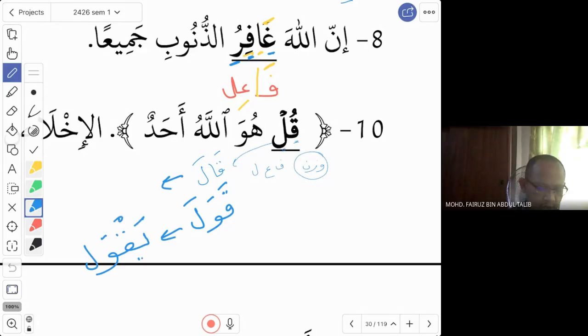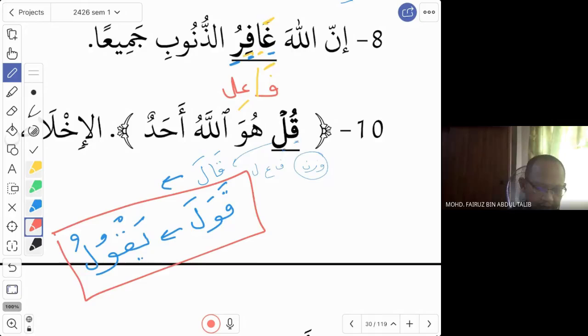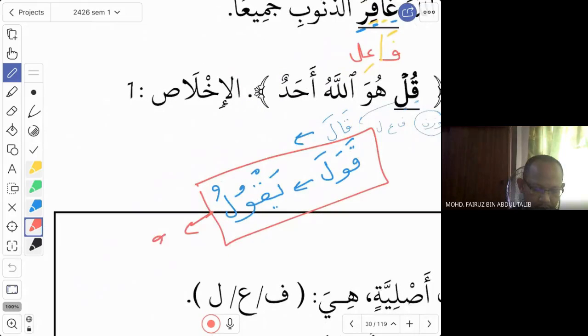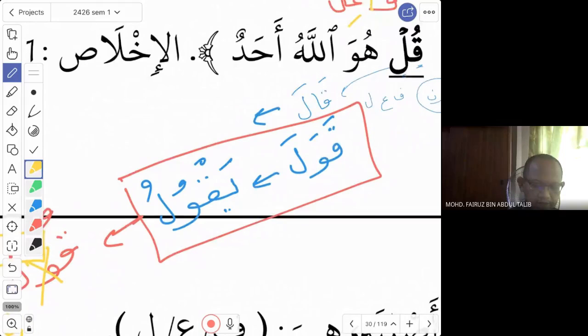Yaqwulu. So the original fi'il is this: qawala yaqwulu. And then the amar becomes qul. Therefore, they remove this because of these 2. So it becomes qul. Okay. So when you want to know the wazan, we need to refer to this, the original word.